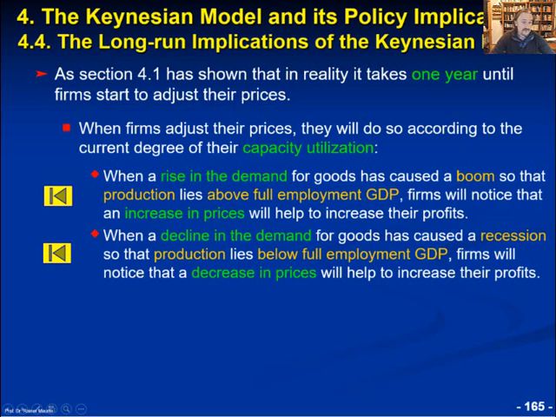So, in a recession, firms will typically have lower production costs and therefore they can normally increase their profits if they decrease their prices. As a result, we can say that in the boom period, firms have an incentive to increase their prices, while in a recession situation, firms have an incentive to decrease their prices in the long run when they start to adjust prices.